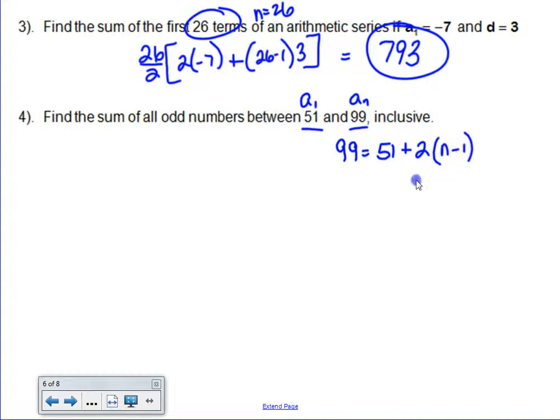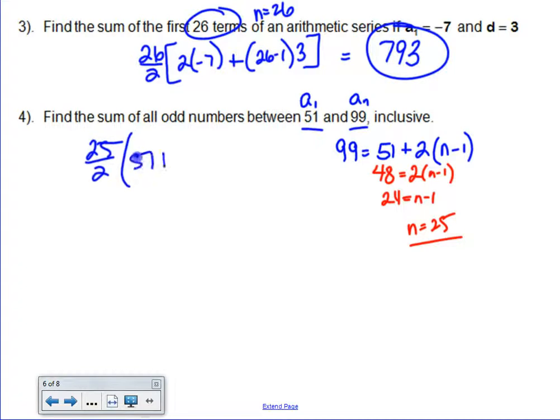So we can solve this problem for n. I'm going to subtract 51, and then divide by 2. So I get 24 equals n minus 1, so n equals 25. So now I know there's 25 numbers in the list, and now I can use that second formula for the sum of the finite series, where it says n over 2 times the first number plus the last number. And when I do that on my calculator, I get 1875. I kind of like that.